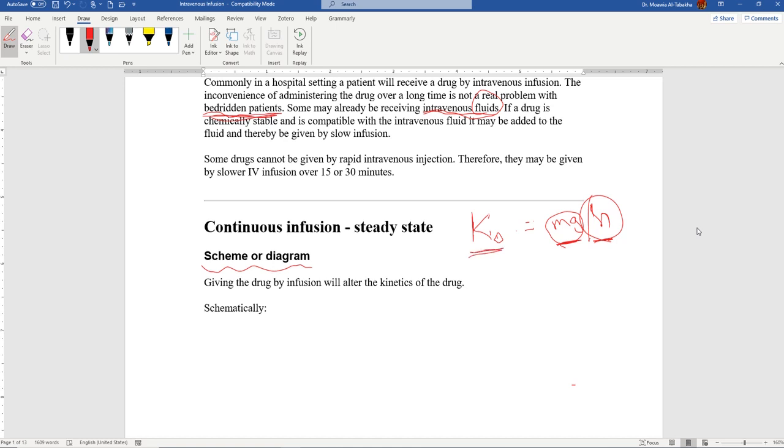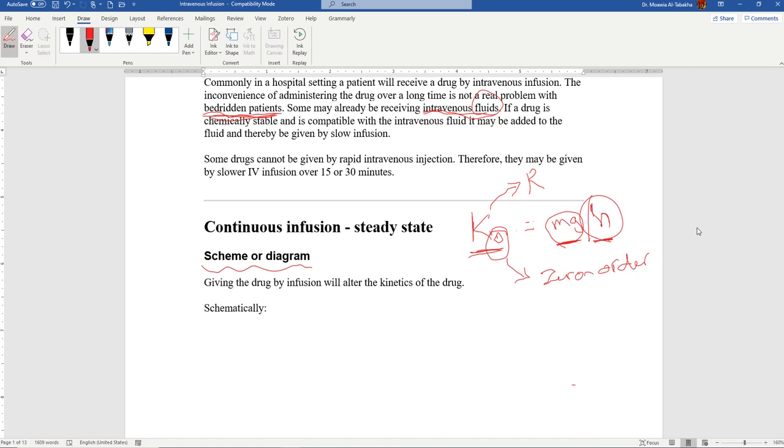So we agreed that this is the infusion rate, given the symbol K0. Some books give it the symbol R. So either R or K0. And 0 here has a significance, because it means that the order, the kinetic by which the drug enters, is zero order input. So the input into the body we consider zero order, not first order.